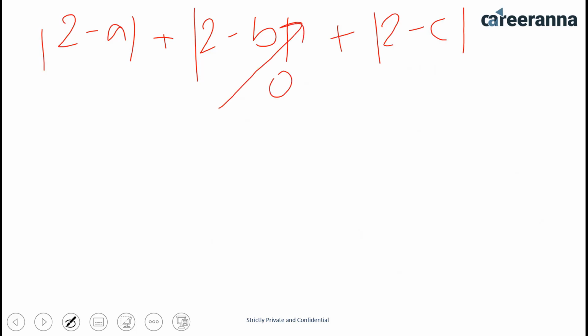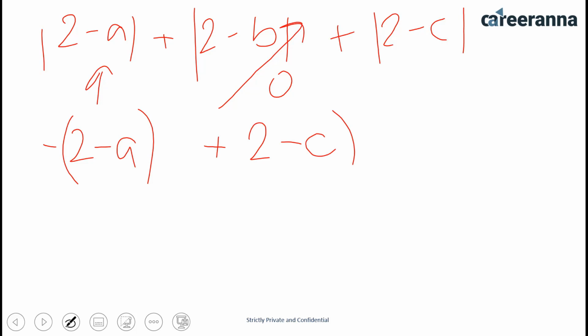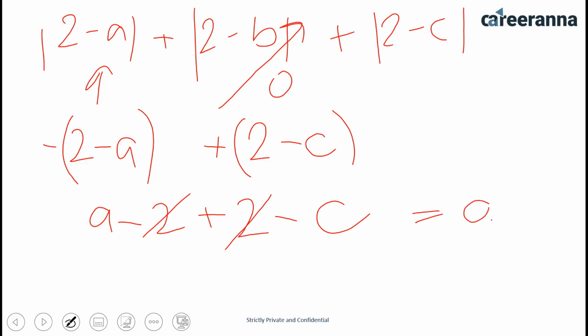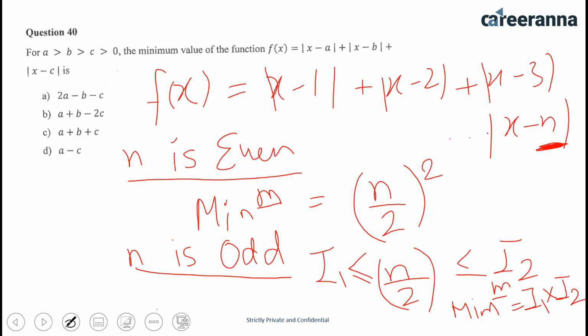Now we have considered a to be 3, so 2 is lesser than 3, then this becomes a minus 2, with a minus sign in front of this particular thing. Plus, c we have considered as 1, so this will be 2 minus c only. So this will become a minus 2 plus 2 minus c. 2 and 2 get cancelled. Our answer to this question becomes a minus c. Hence our answer to this question is a minus c.